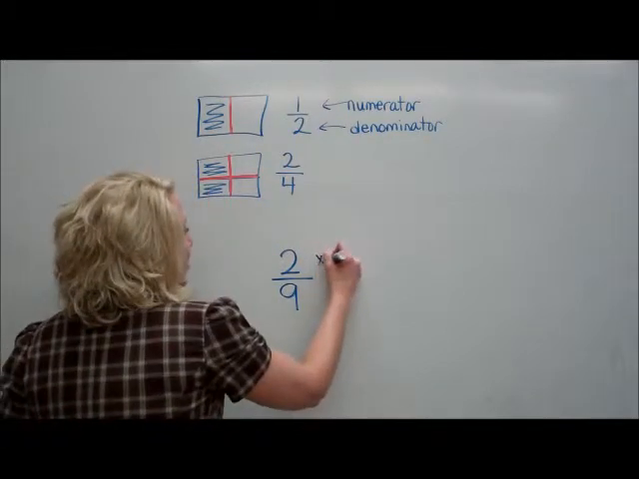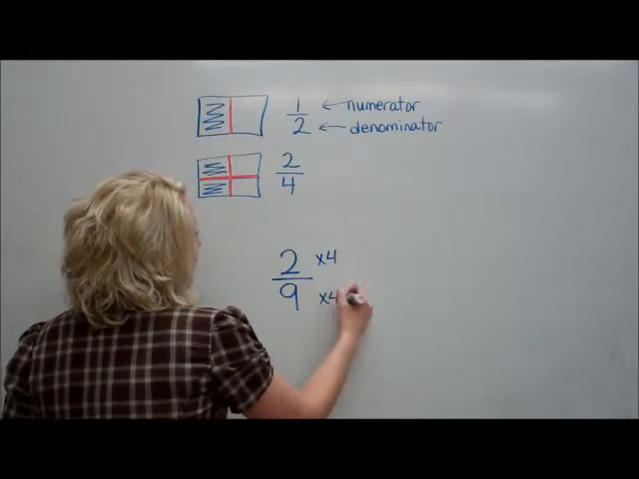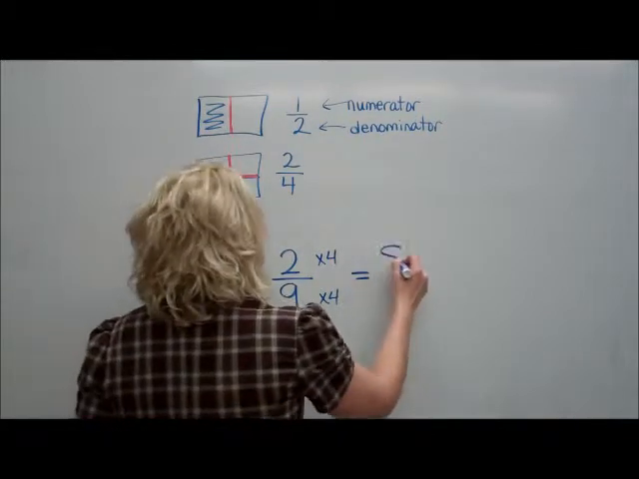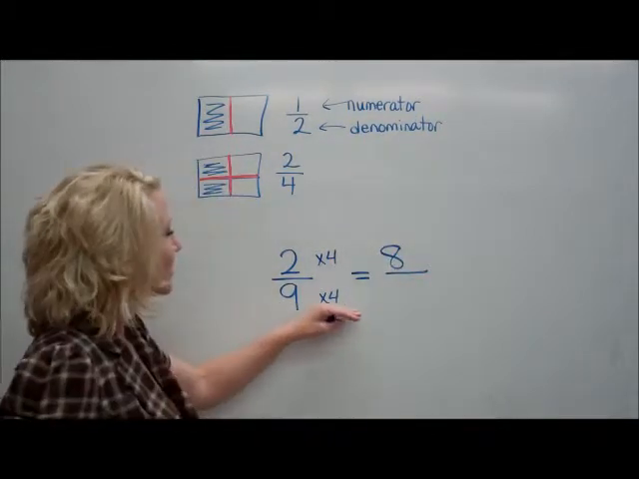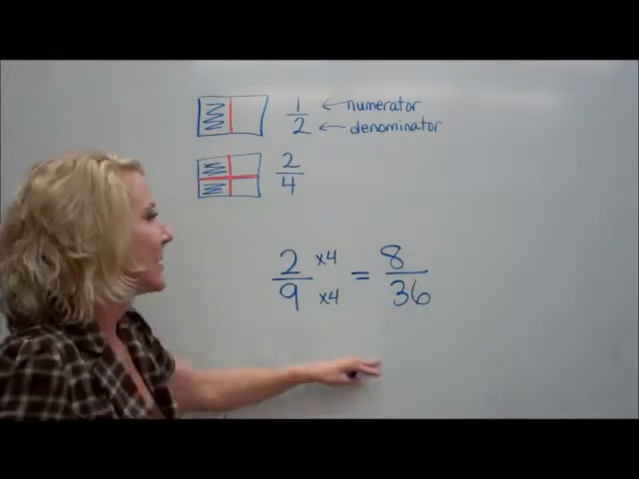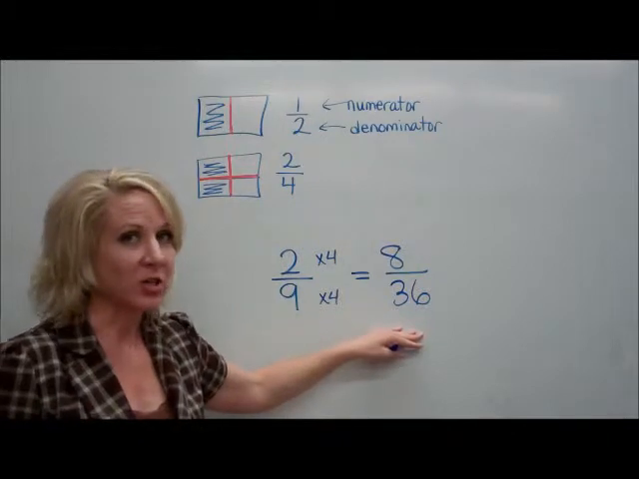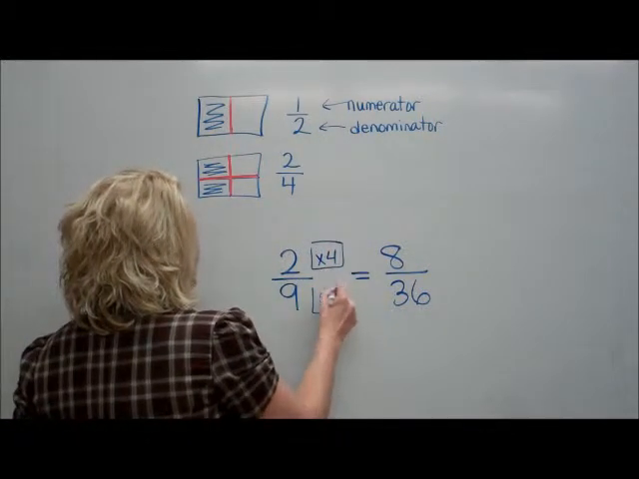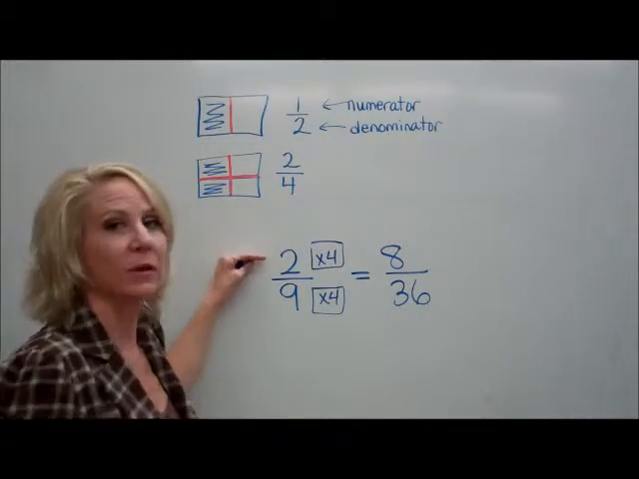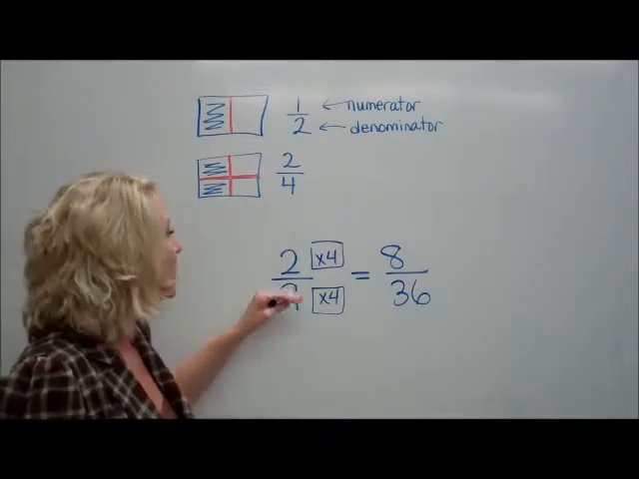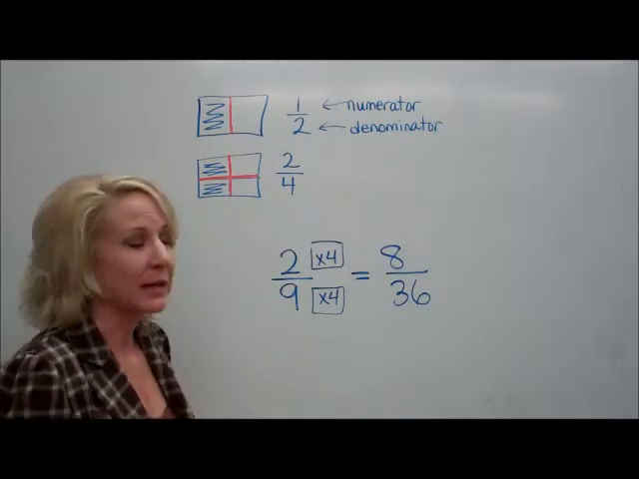I can multiply the numerator and the denominator by the same number. And so 2 times 4 is 8. 9 times 4 is 36. And by doing that, you end up with an equivalent fraction. The only thing that students must remember is whatever they do to one of the 2 numbers, the numerator, they have to do the same exact thing to the denominator. You have to multiply by the same exact number.